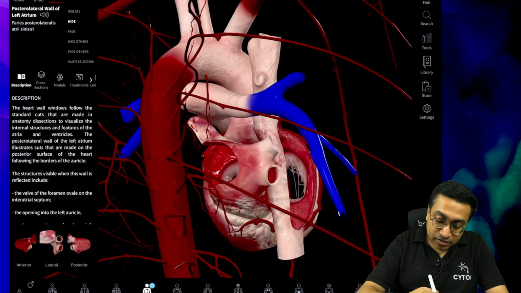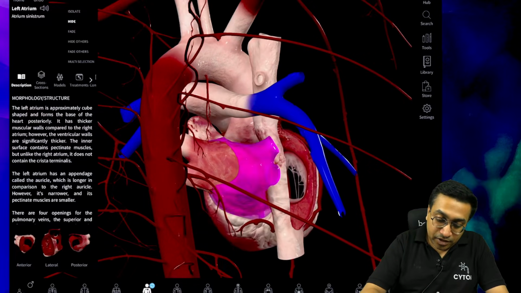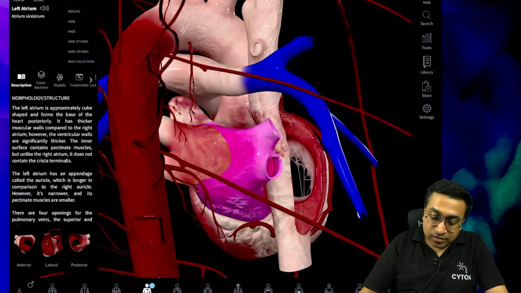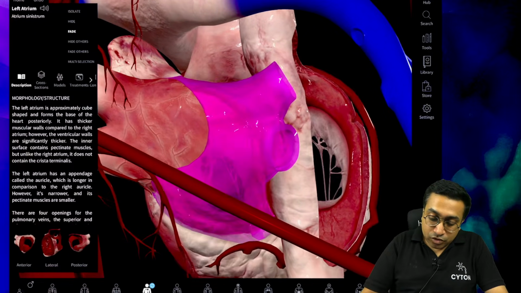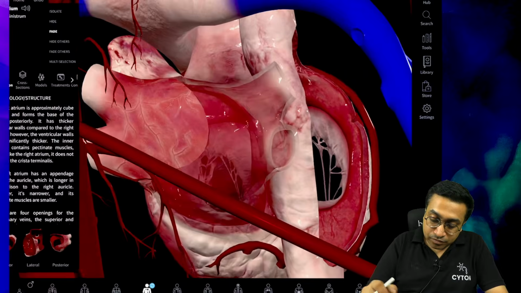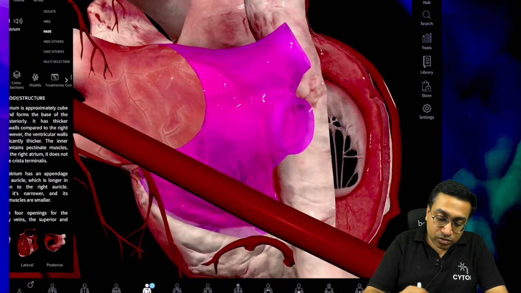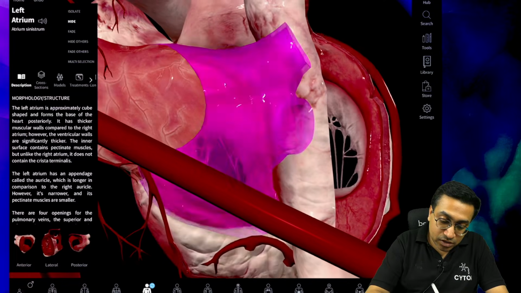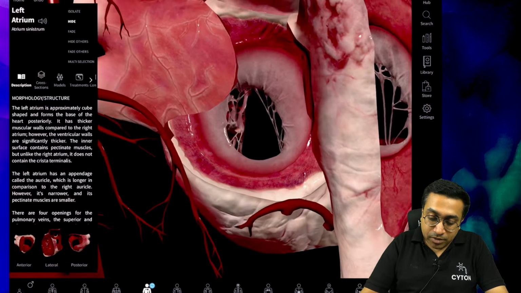If I just try to hide, okay, you can see this region. This is the left atrium. Okay, so this left atrium if I just fade it up, so maybe you can see inside this left atrium. If we go, I just have to remove this. Okay, if we just go inside the left atrium, the blood has entered now.